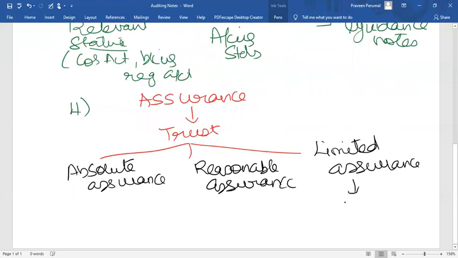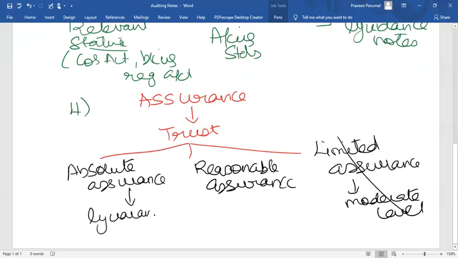Limited assurance means a moderate level of assurance. This you would be discussing at a later part. We are concerned with these 2 as of now: absolute assurance and reasonable assurance. What's the meaning of absolute assurance? You give a guarantee that everything is right, meaning 100% error free. You tell that everything is perfect, 100% error free. Then you call that assurance absolute assurance.